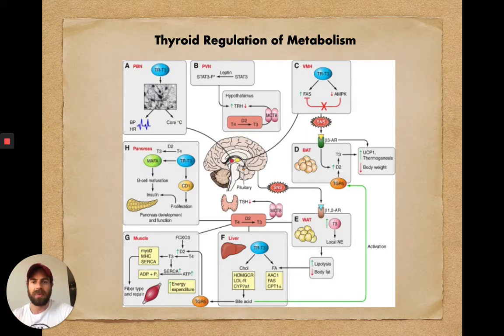Now, if we go to section B, this is about leptin. Leptin is a hormone made from body fat, which controls appetite and energy. When it is released from fat cells, it activates this pathway here, and basically what it does is it stimulates the release of TRH, thyrotropin releasing hormone, which then activates TSH, and that subsequently releases T3 and T4.